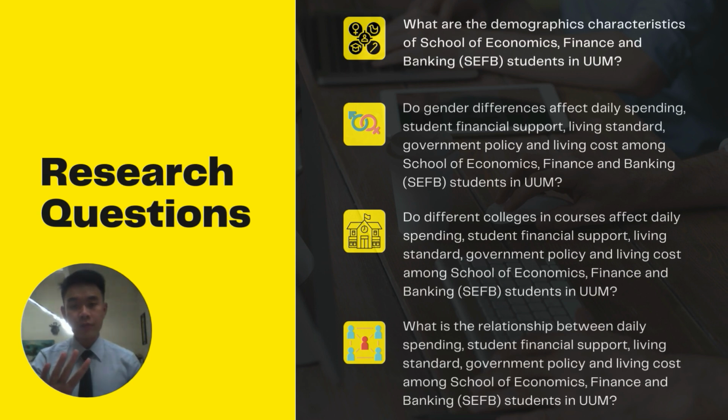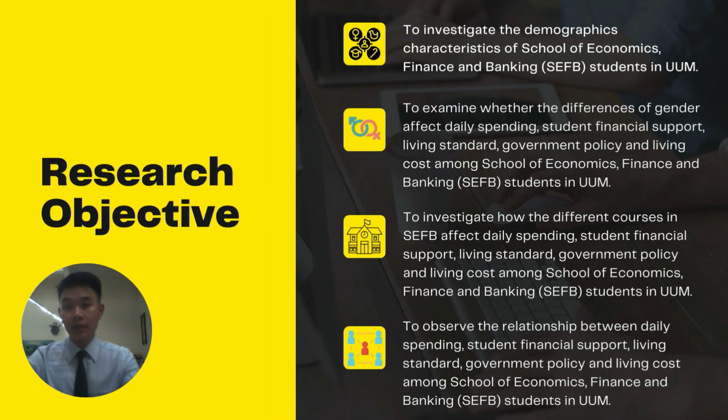Now, here are the 4 research questions of this study. First, what are the demographic characteristics of School of Economics, Finance and Banking SFB students in UUM? Second, does gender difference affect daily spending, student financial support, living standard, government policy, and living costs among SFB students in UUM? Third, do different colleges and courses affect daily spending, student financial support, living standard, government policy, and living costs among SFB students in UUM? Fourth, what is the relationship between daily spending, student financial support, living standard, government policy, and living costs among SFB students in UUM?